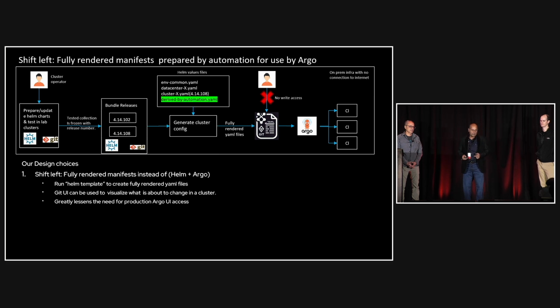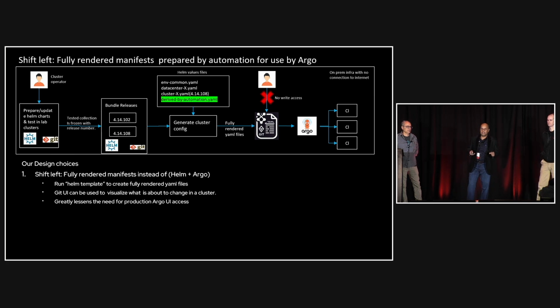And then we run the generate config automation, which takes these Helm charts and takes the values which are common to the environment, common to the data center, and values which are very specific to the cluster, and then prepares a fully rendered YAML. This is way different from what others may be doing. We use fully rendered YAML, and fully rendered YAML is in Git.